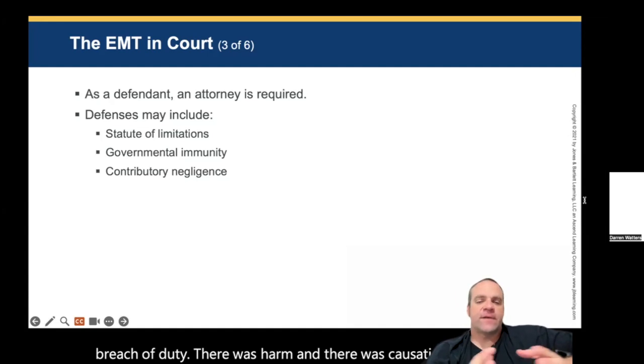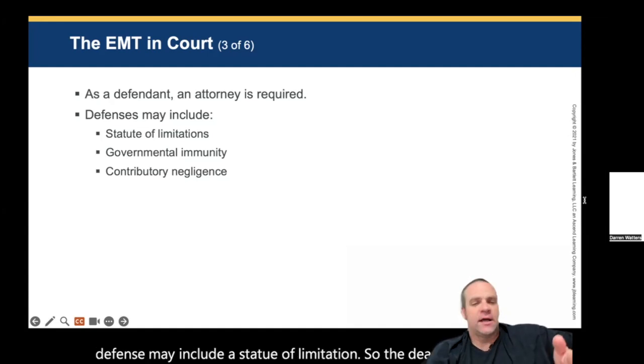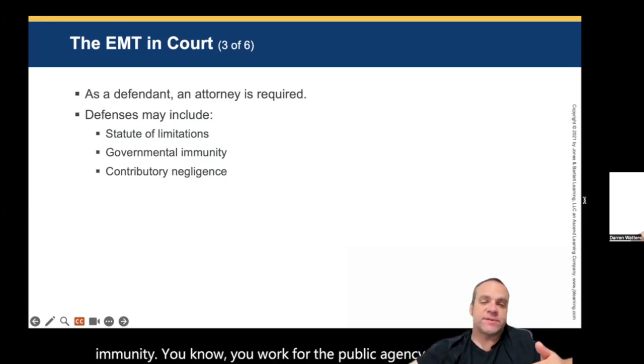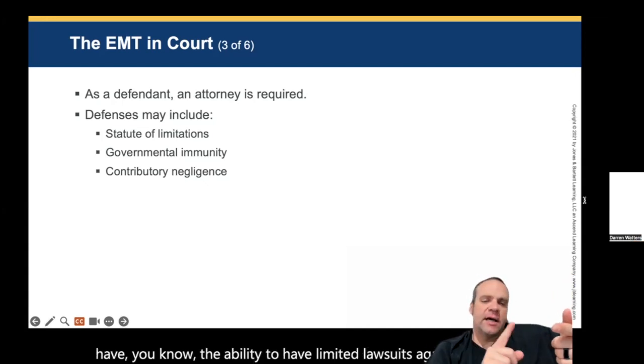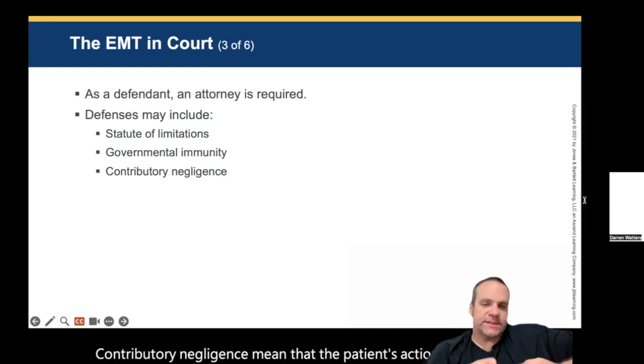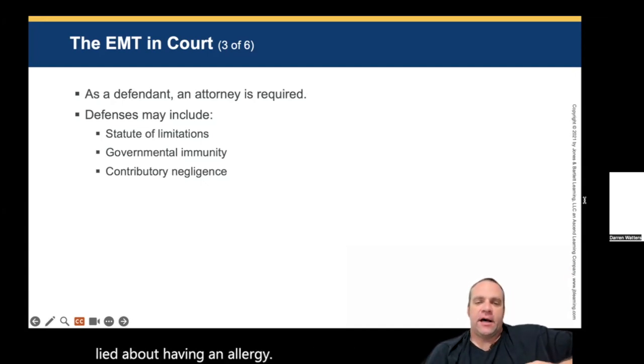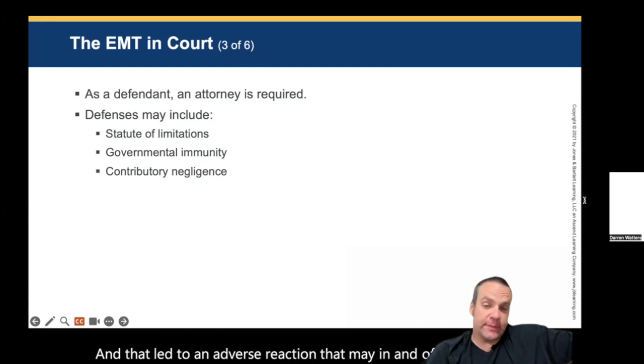So the deadline for filing a lawsuit has passed. Maybe governmental or sovereign immunity. You work for the public agency, you may have the ability to have limited lawsuits against you. Contributory negligence, meaning that the patient's actions actually contributed to their own harm, such as a patient lied about having an allergy, and that led to an adverse reaction. That may, in and of itself, reduce or eliminate your liability.